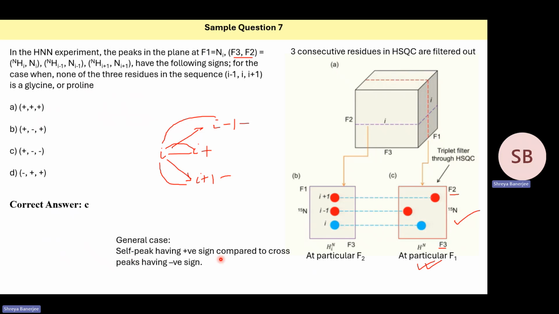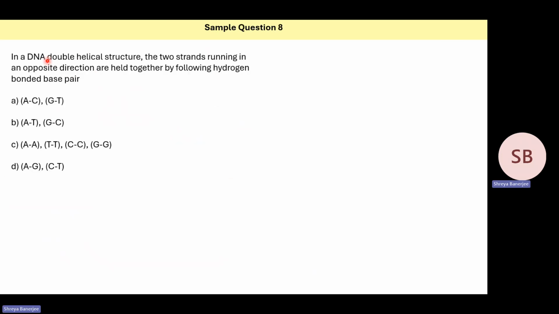So you can just remember this as a rule, that self peak will have positive sign and cross peak will have negative sign in an HNN experiment. Then, in the last class, we had just gone into the basics of the biological structure. So there are 3 questions based on that.